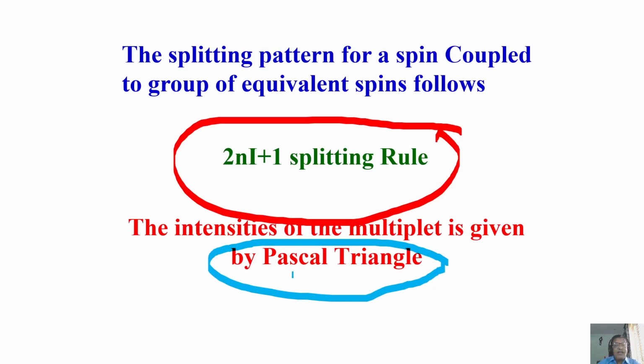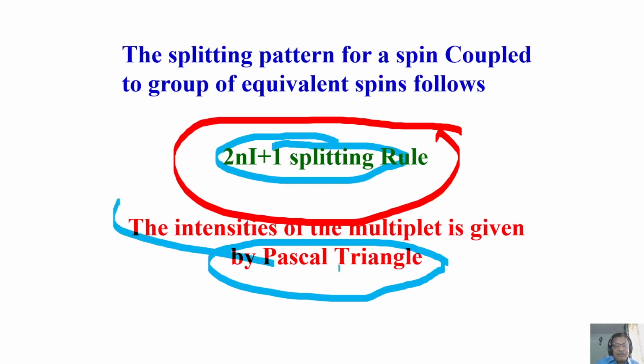That's a very interesting thing. This is an important statement. If you have a CH2 group, the two protons are chemically equivalent. And if I have a CH3 group, all the three protons are chemically equivalent. But CH2 protons can couple to CH3 protons. Similarly, CH3 protons can couple to CH2 protons. In both cases, the splitting is given by the 2nI+1 rule.